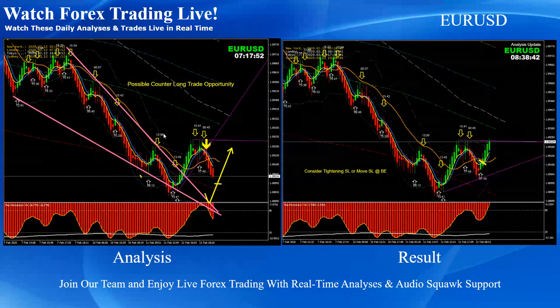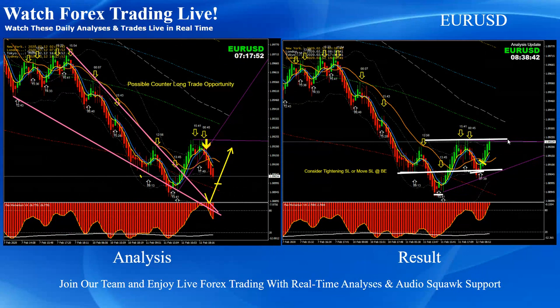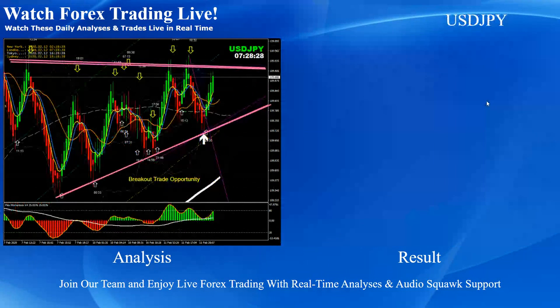Euro USD, as mentioned on the analysis at the London morning, look for another pullback if the price is going to be developing a head and shoulder pattern. As you can see, this is exactly the head and shoulder pattern developed, and the price nicely respected this level as mentioned on the analysis. We had another counter long trade, and we banked some profit as soon as the price hit the resistance level. Beautiful analysis and long trade on Euro USD.